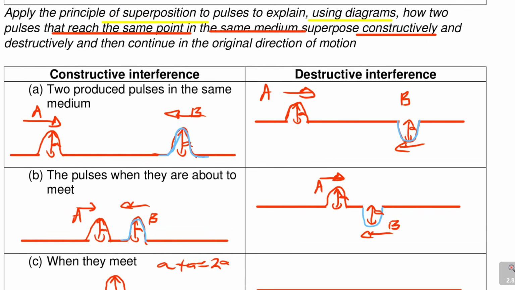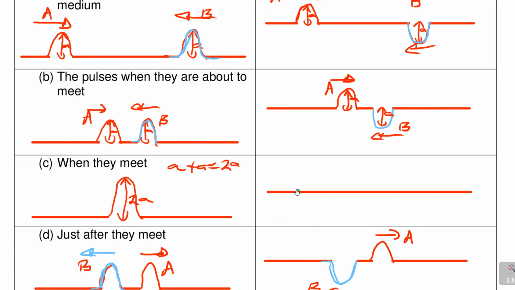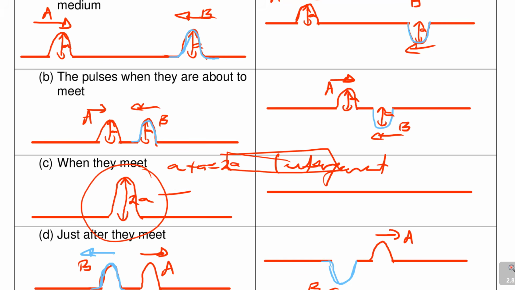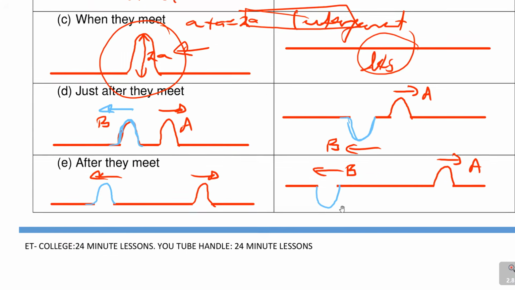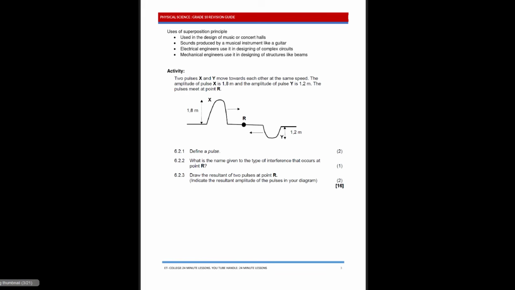So you look at the arrows on both sides. In the beginning, you see A and B on both constructive and destructive interference, they move towards each other. The arrows are facing each other. Then after they meet, well, that is the interference point. So this is the part of interference here, and superposition takes place. Here is constructive interference. Here it's destructive interference. That's the superposition that we're talking about. And then just after they meet, look, the arrows are now facing in different directions. All right, so that's what they wanted to bring in there.